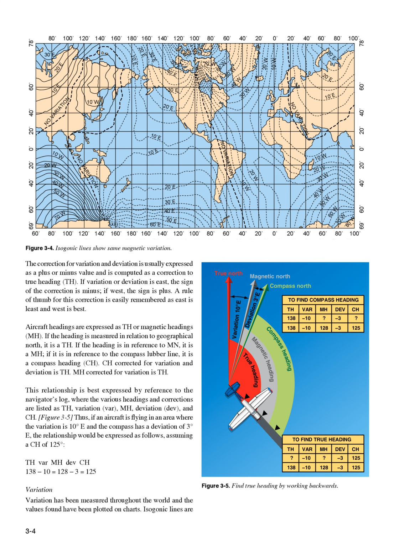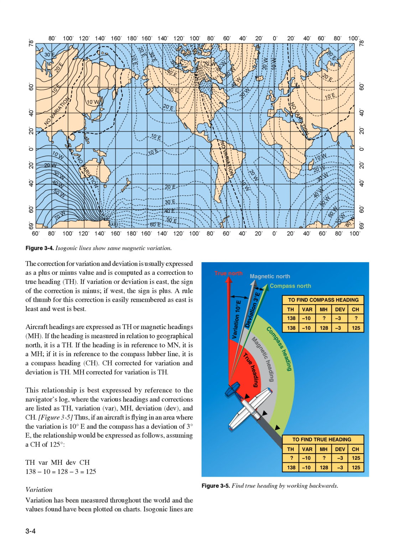Aircraft headings are expressed as Th or magnetic headings, Mh. If the heading is measured in relation to geographical north, it is a Th. If the heading is in reference to Mn, it is a Mh. If it is in reference to the compass lubber line, it is a compass heading, Ch. Ch corrected for variation and deviation is Th. Mh corrected for variation is Th.